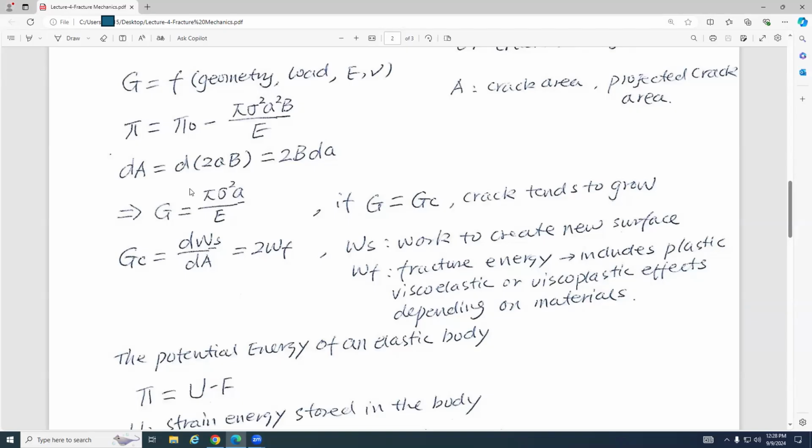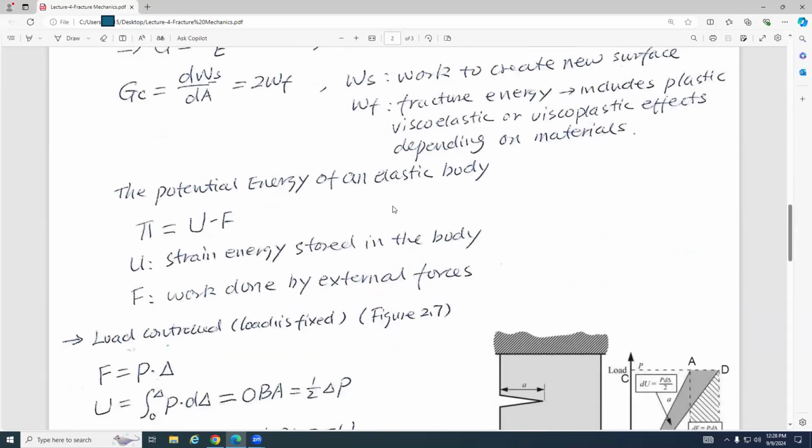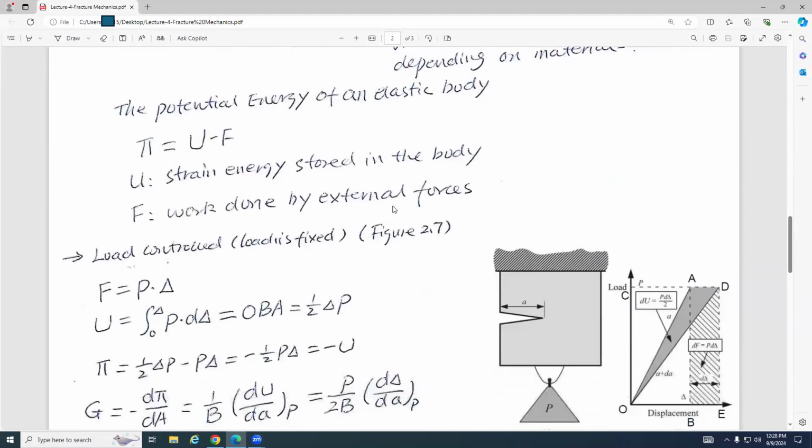So this is our first energy release rate equation. It is for the through-thickness hole of length 2A, and it shows how to calculate this energy release rate. Then we compare the calculated energy release rate with the critical energy release rate GC, and we see whether this crack grows or not. Questions?